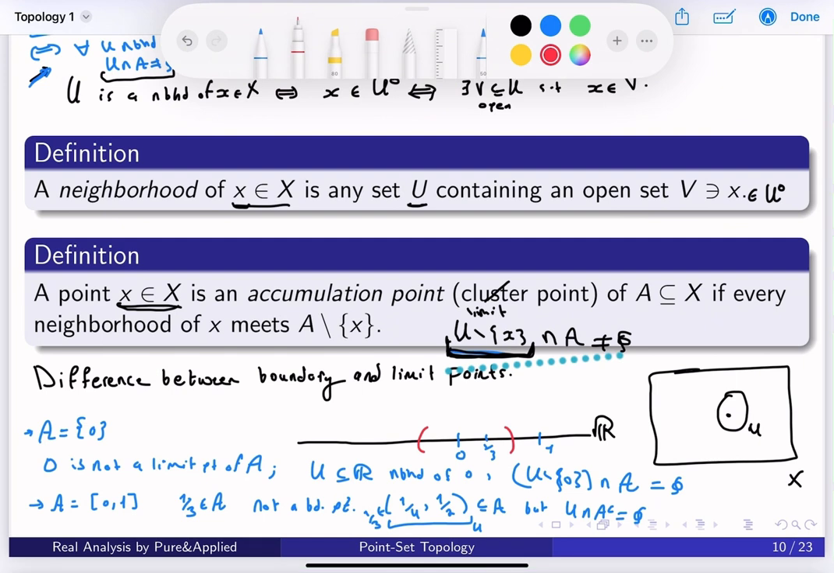So if I take any neighborhood U of 1/3, it must intersect the set (0, 1) at points other than 1/3, right? So if I look at the deleted neighborhood, if this is U and I take out 1/3 of it, then it's still going to intersect (0, 1). Okay, so I leave it for you to fill in the gaps here, the details. But these are some examples and some important distinctions.